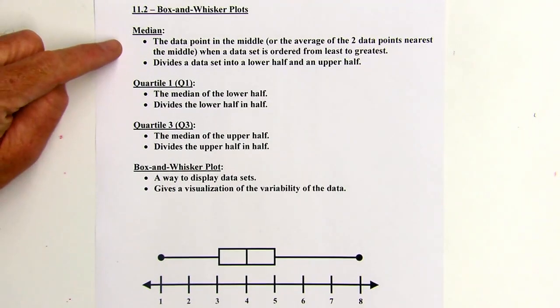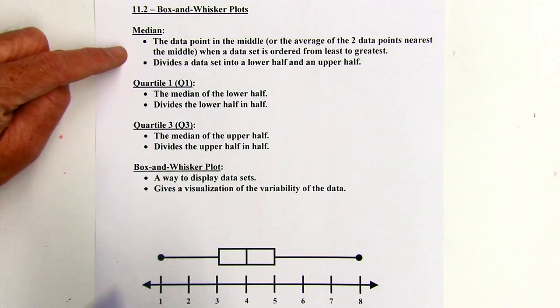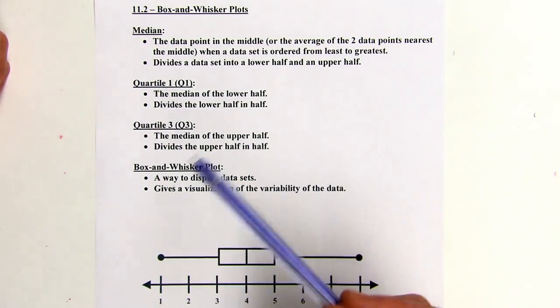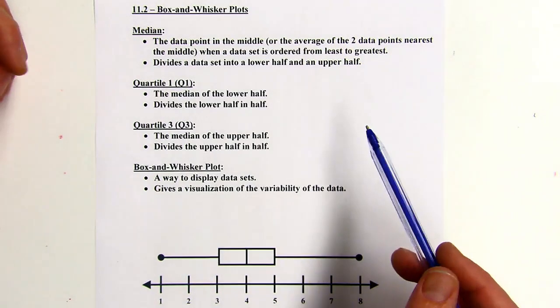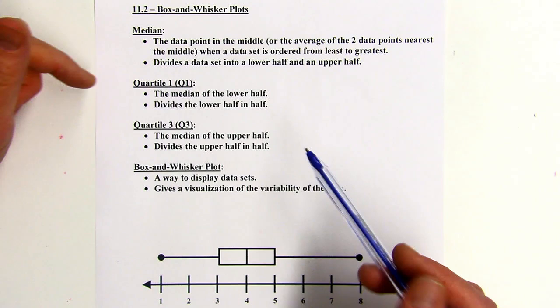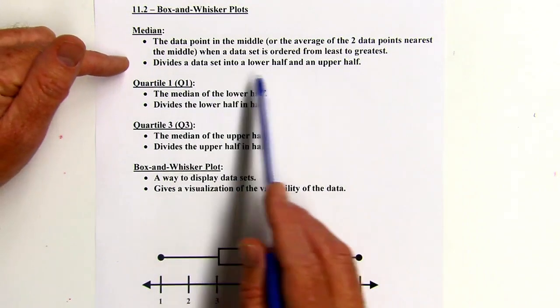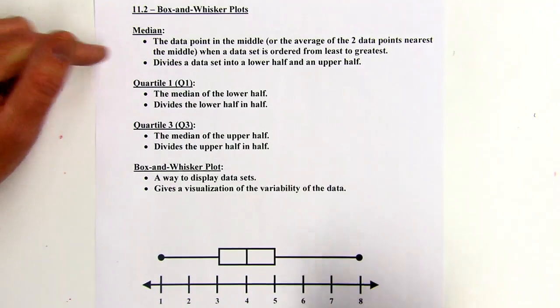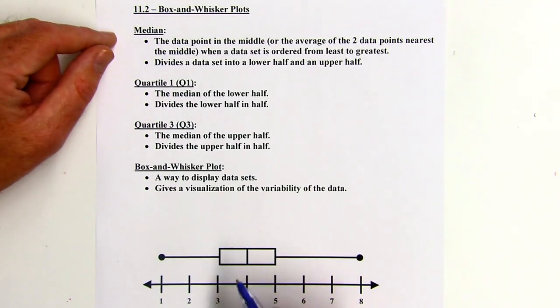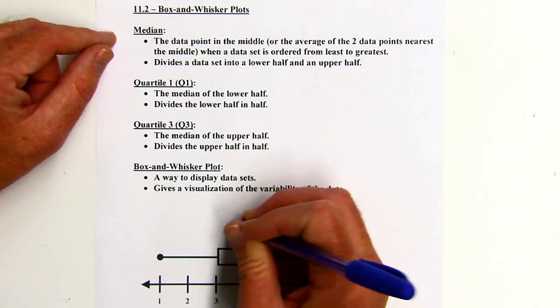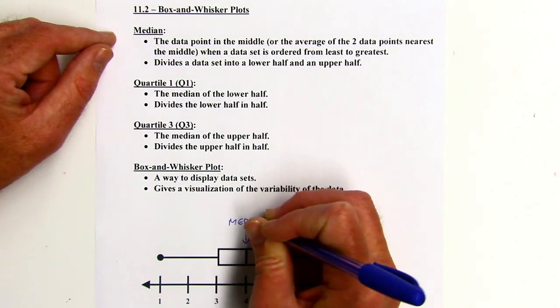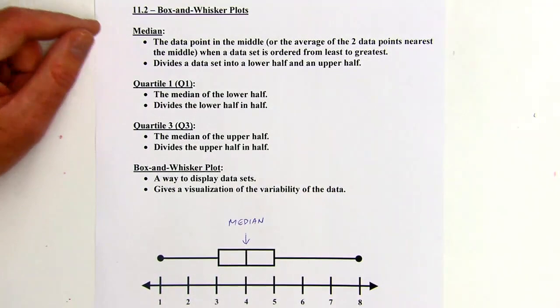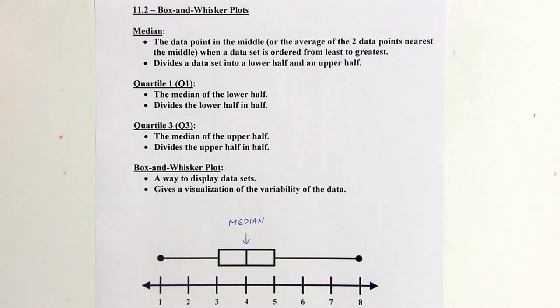So we're going to be using the median, which we discussed in 11.1 in the last section. If you order the data from least to greatest, it's going to be the data point in the middle, or the average of the two nearest the middle if there's an even number of data points. And it's going to divide the data set into a lower half and an upper half. So when you do your box and whisker plot, the median is going to go in the middle of the box like this, where that bar is. So for this example, 4 would be the median of this group of data.